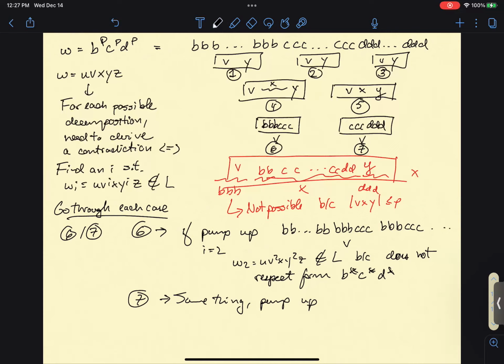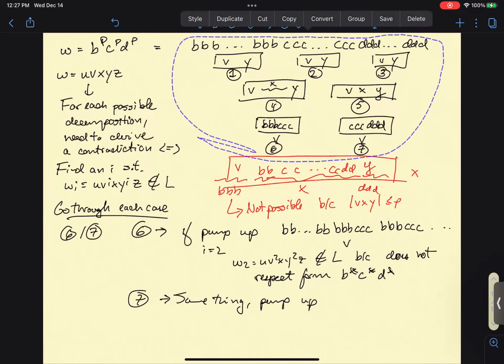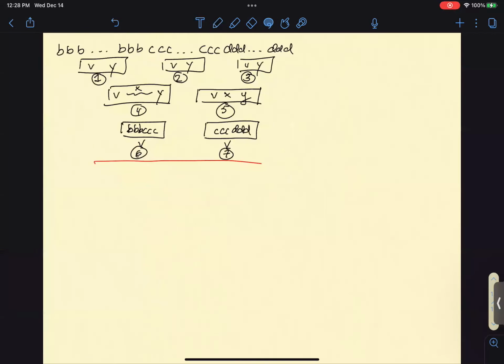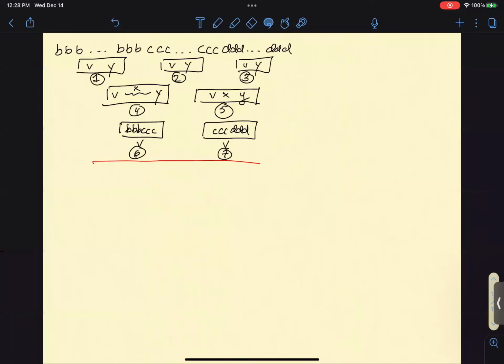Right. So now it would be nice if I could, oh yes, we can do this. Let's do 1 and 2 and 3, because they're all the same. So for 1, I have B's and Y's within the B's. So do I pump up or down, or does it not matter?